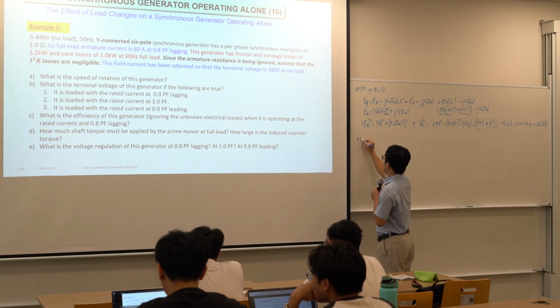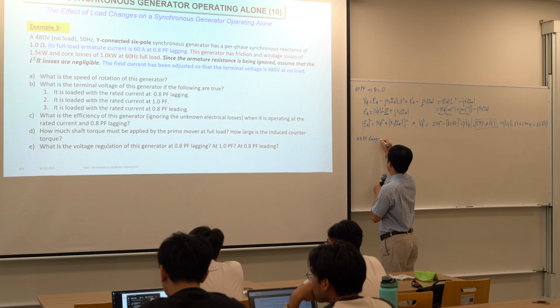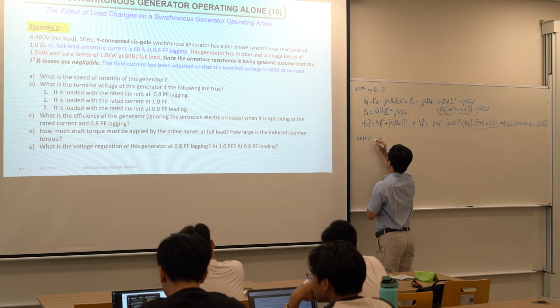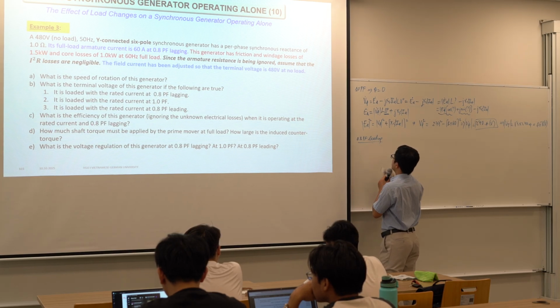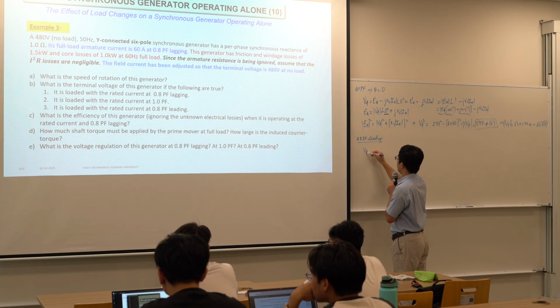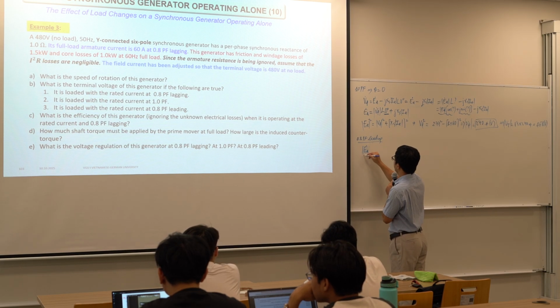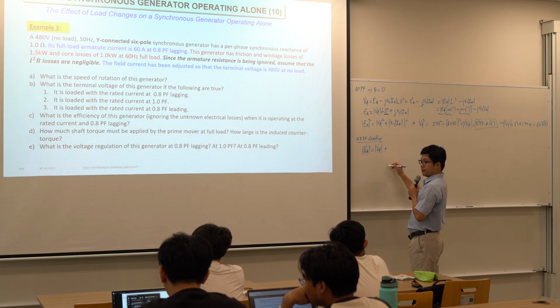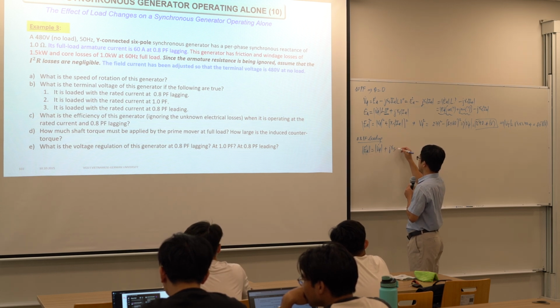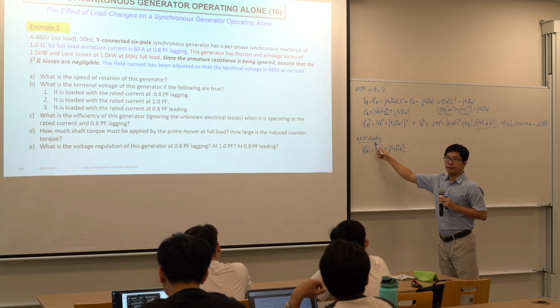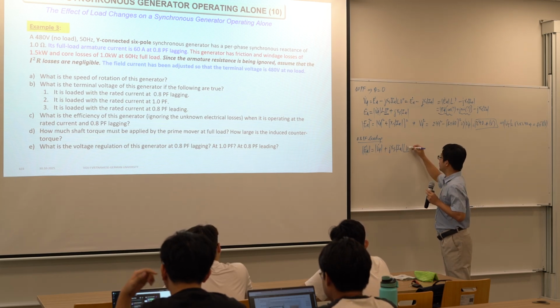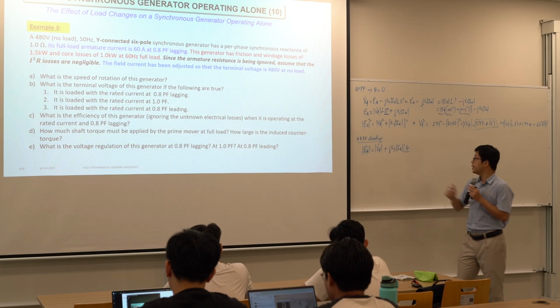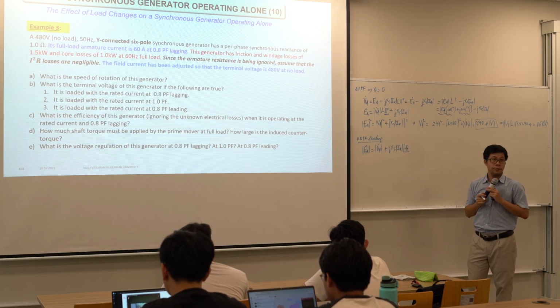So we have 0.8 power factor lagging. Yes, yes. So now we have EA is V phase, right? Plus what? Plus j XS, and now we have IA with the phase angle. So this one should be plus theta. Right? Plus theta. Do you agree with me?